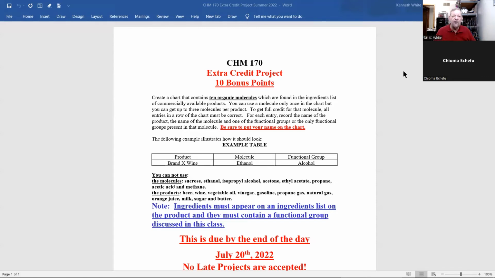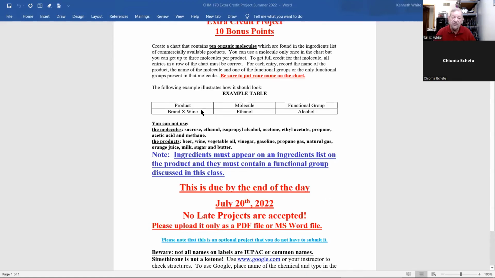And to get full credit for a molecule, all entries in the row of the chart must be correct. For each entry, record the name of the product, the molecule, and one functional group, or the only functional group that's present in the molecule. Be sure to put your name on the chart. Here's an example. Brand X wine contains ethanol, that's an alcohol.